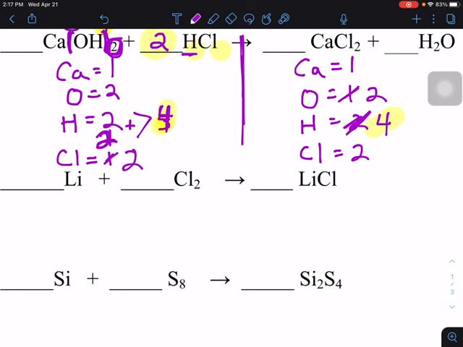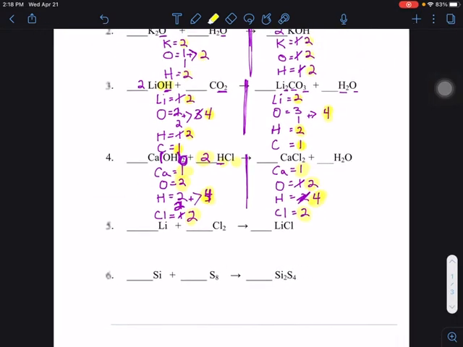Okay, so let's check to see. We've got 1 calcium, 1 calcium. We have 2 oxygen, 2 oxygen. We have 4 hydrogen, 4 hydrogen, 2 chlorine, and 2 chlorine. So that's balanced. And I think that'll be good.